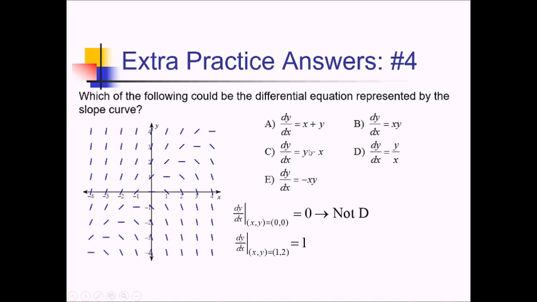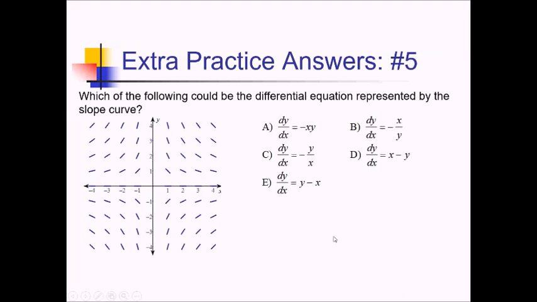For choice C, this would be 2 minus 1, which comes out to 1. So choice C is still good. D, we already eliminated. Choice E, this would be just a negative slope, so that's not going to work. So we can eliminate A, B, and E, leaving us with just choice C.